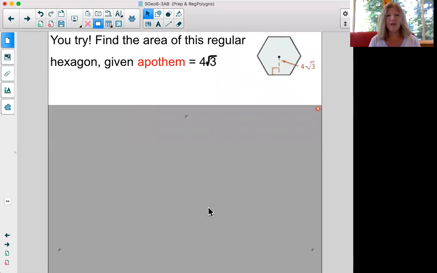So now you try, pause and find the area of this regular hexagon.